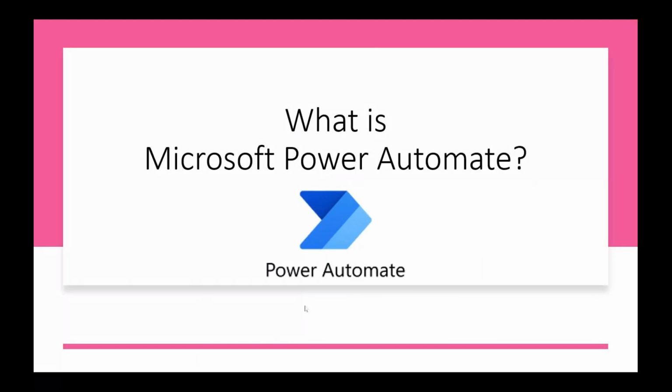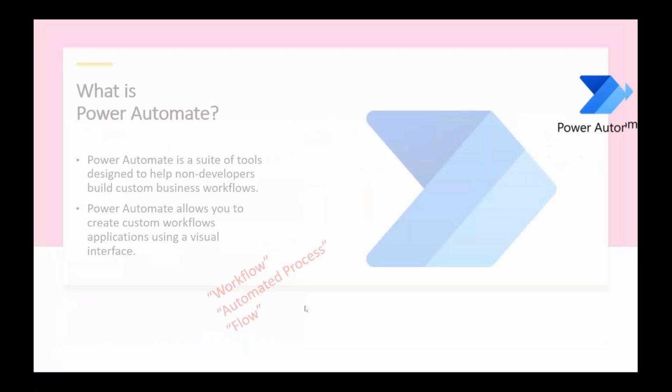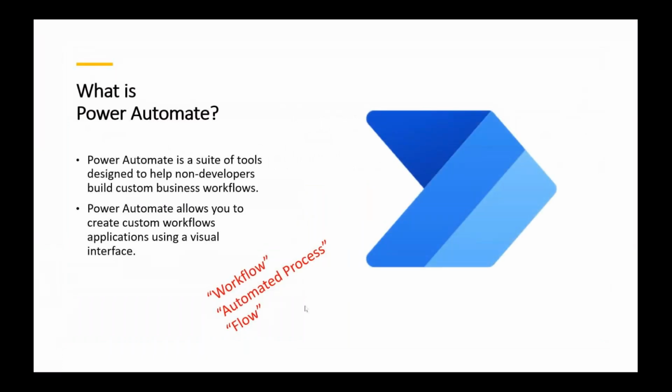Perfect. Okay, so now that we've laid the groundwork there, we've talked about Power Platforms, we talked about data process, data governance. Let's jump into what everyone's really here for. What is Microsoft Power Automate? Excellent question. So I think the simple way that Microsoft would want you to think about what Power Automate is, it's just a suite of tools designed to help non-developers build their own business workflows and automate processes.